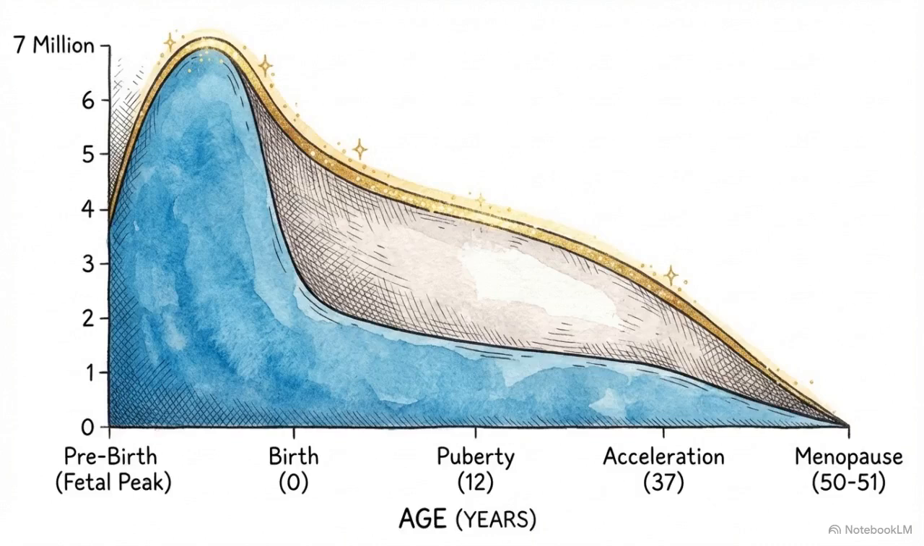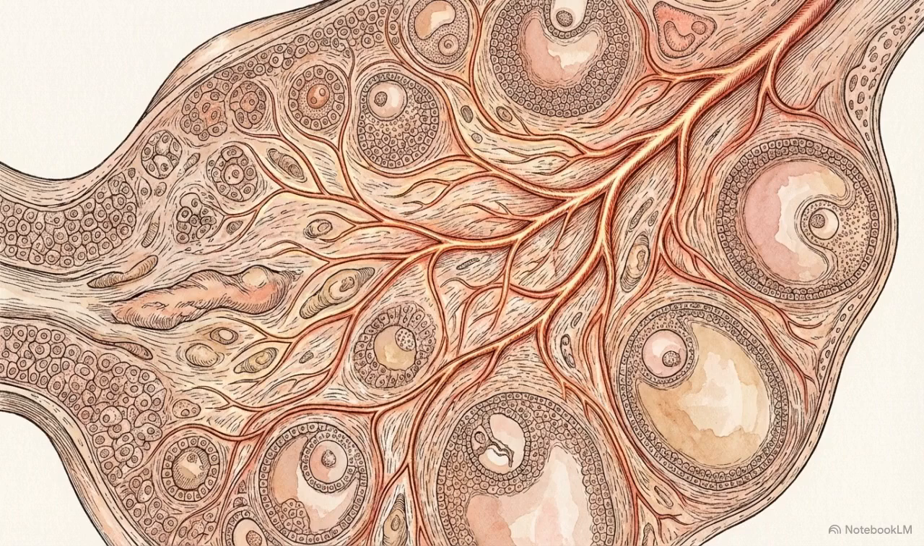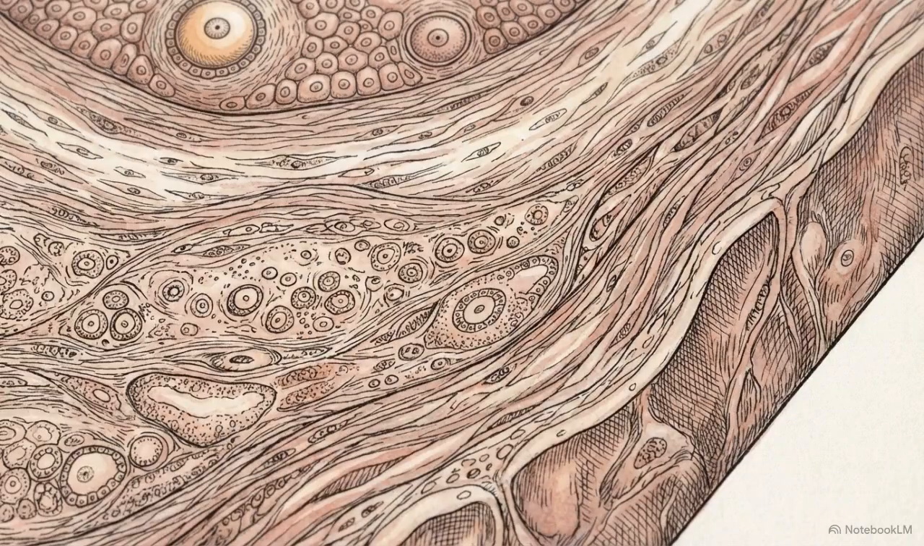From its peak during fetal development, the primordial follicle count undergoes a steady, non-renewable decline. By puberty, the pool has already dropped to roughly 400,000, continuing to deplete exponentially until the supply is exhausted at menopause. Throughout the female reproductive lifespan, the ovary must strictly govern this limited supply. It continuously meters the activation of these dormant follicles.